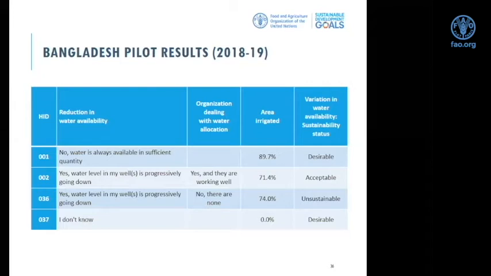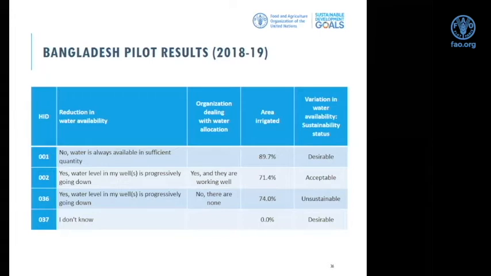And then holding number 36 replied that, yes, water level in my wells is progressively going down, but there is no organization to allocate water, and yet it's irrigating more than 74% of its area. So this agriculture holding, in terms of variation of water availability, is classified as unsustainable.